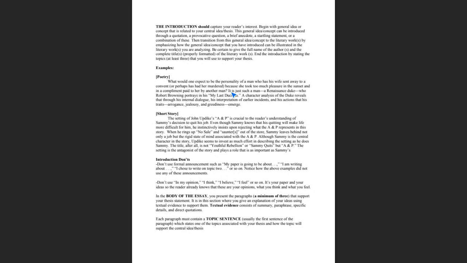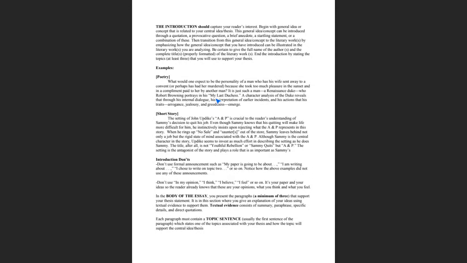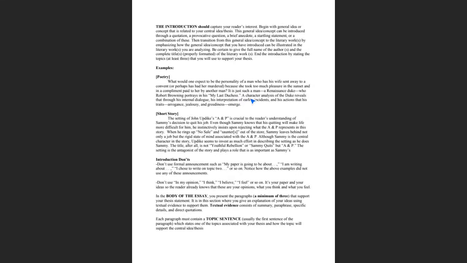Then in this next sentence, we transition from this general concept or idea to the literary work. It is just such a man, a Renaissance Duke, who Robert Browning portrays in "My Last Duchess." Notice here how the author of this introduction has given the full author's name, Robert Browning, and the title of the literary work, in this case a poem, which is enclosed in quotation marks. And then this last sentence is the thesis statement. This is the point that this author wants to make in her essay.